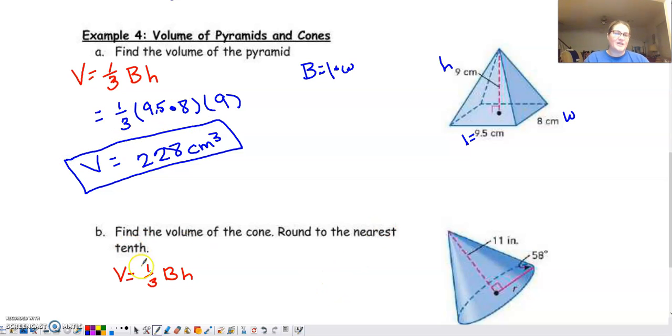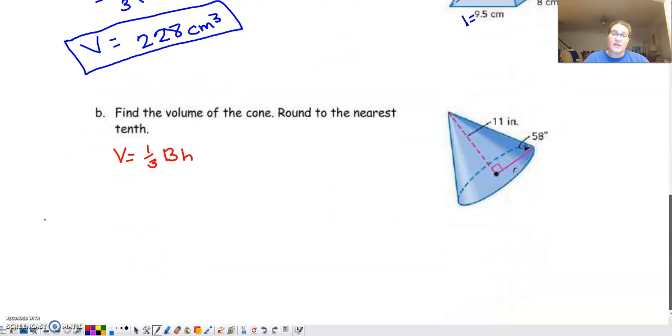And we're racing along here, but we're going to find the volume of this cone. So the volume of a cone is 1/3 the area of the base times the height. But once again, what is the area of the base? Well, the area of the base is equal to pi r squared.